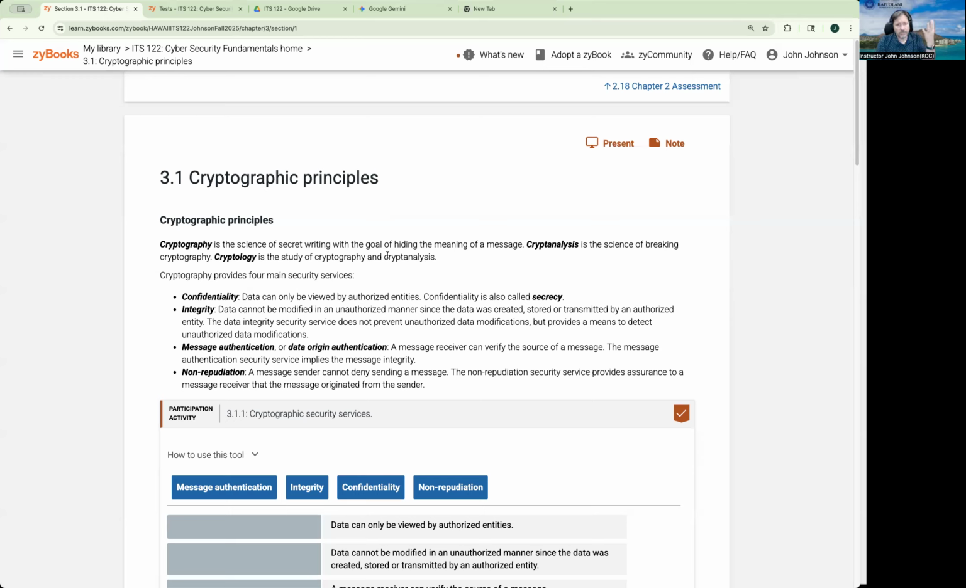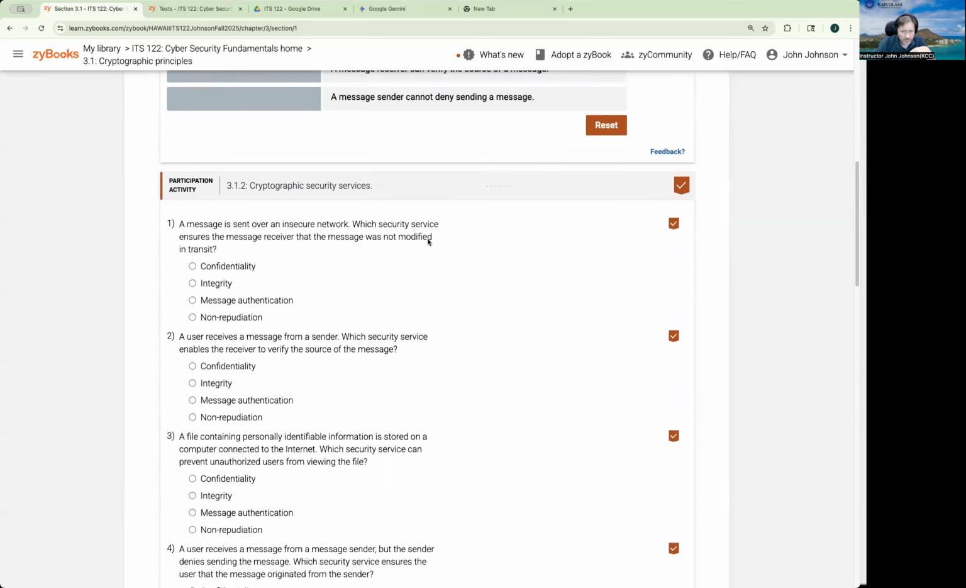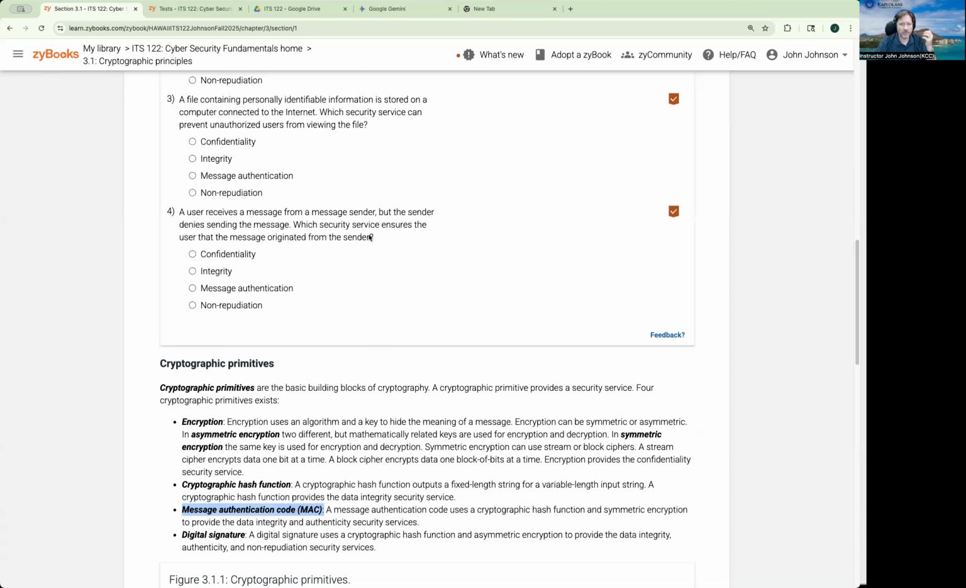So essentially four things: confidentiality, integrity, message authentication, and non-repudiation. You want to make sure the stuff is secret, not viewed by unauthorized people. It's not modified by unauthorized people. It came from where we said it came from, and the person that sent it can't say they didn't send it. So then we get into the cryptographic primitives.